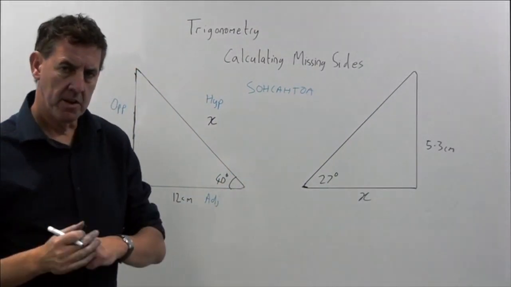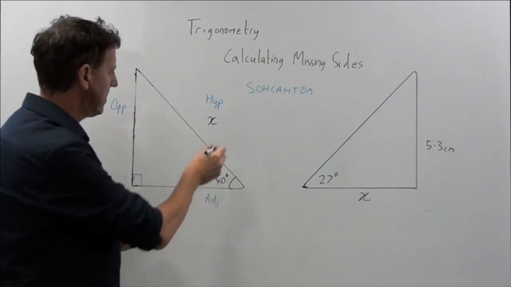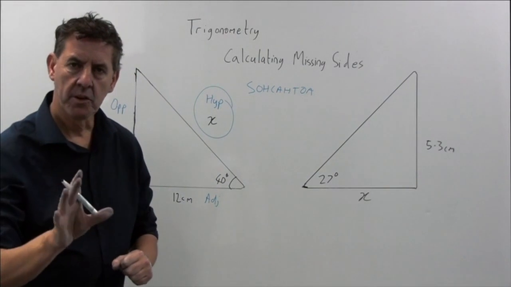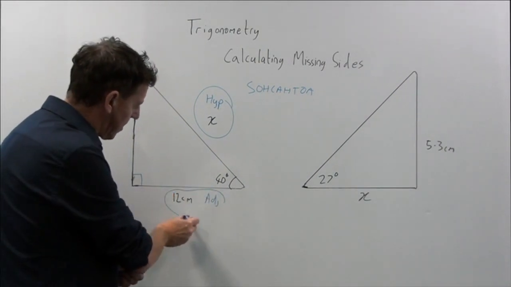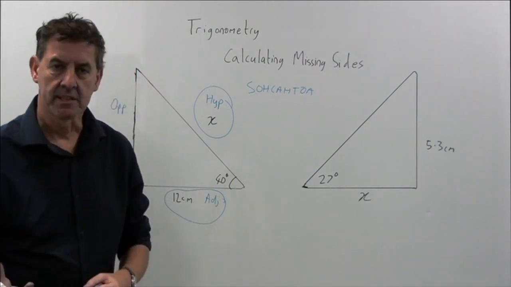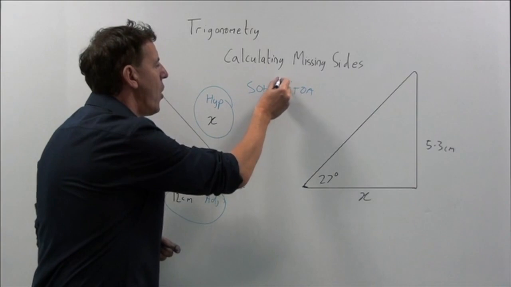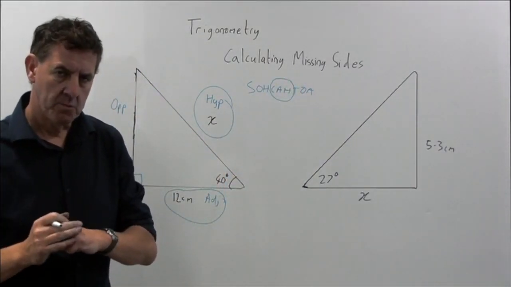Which of the ratios am I going to use? Well, it's got to have the side that I'm trying to calculate, so it's got to have the hypotenuse, but it's also got to have the side that I've got. The side that I've got is that 12 centimetres, the adjacent. Which of the ratios then has got the adjacent and the hypotenuse? Cosine ratio.